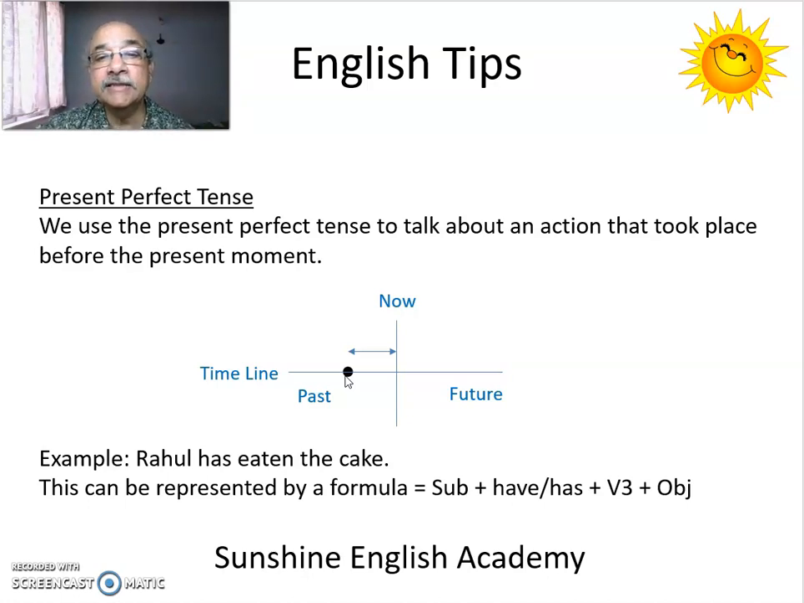Now, when does that action take place? In the past. And when in the past? Well, we don't know, but it happened sometime before the present moment. And this line here indicates that it happened before this moment, or before the present moment. Since the action happened before the present moment, we call it the present perfect tense.